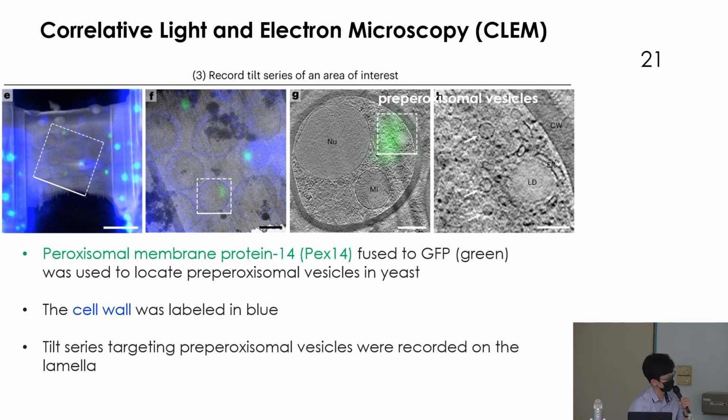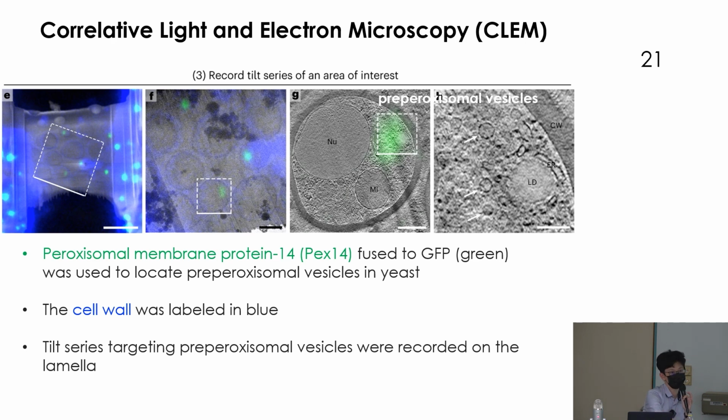So this is a tomogram after data collection. As you can see here, they have a very strong green signal, indicating the position of the peroxisome vesicles. Later on, they can build the structure based on this indication. So far, this part has just focused on how you prepare your sample for cryotomography.